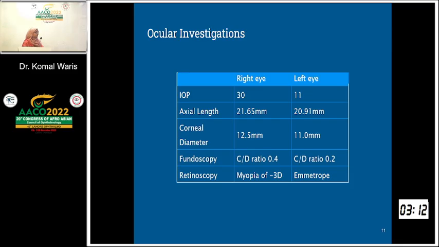The axial length of the right eye was also increased, at 21.65 millimeters, whereas that of the left eye was 20.91 millimeters, which was normal. The corneal diameter was slightly increased, at 12.5 millimeters in the right eye, whereas that of the left eye was normal, at 11. Fundoscopy of the right eye showed a CD ratio of 0.4, which was increased, whereas that of the left eye was normal, at 0.2. We did retinoscopy after dilation, and myopia of -3 diopters was seen in the right eye, whereas the left eye was plano.